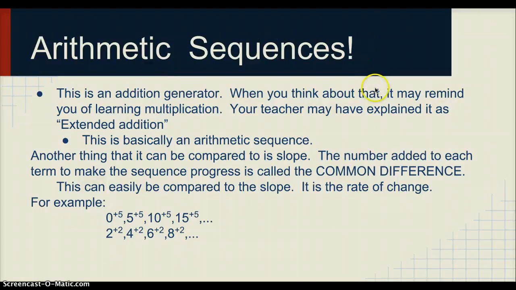Alright, so the number added to each term to make the sequence progress is called the common difference, and that is easily compared to the slope because it's the rate of change. For example, if we're going by fives, you see those patterns that you were taught, like how to count by threes or fives or even numbers. Yeah, those were arithmetic sequences. So 0, 5, 10, 15, and so on. And then 2, 4, 6, 8.